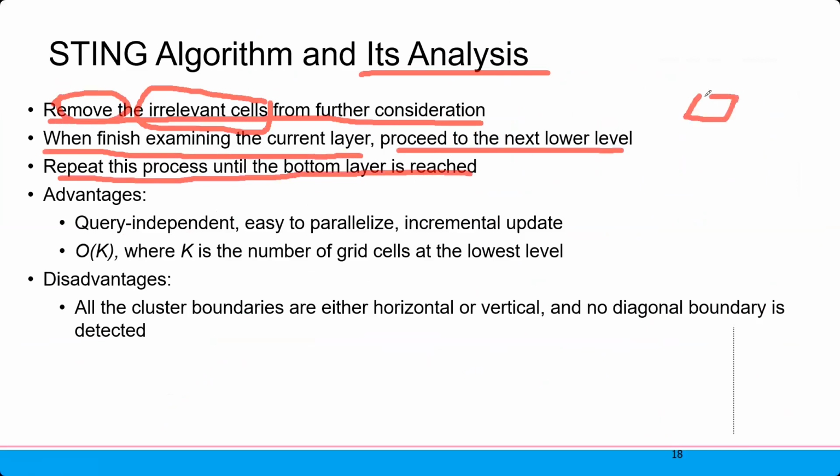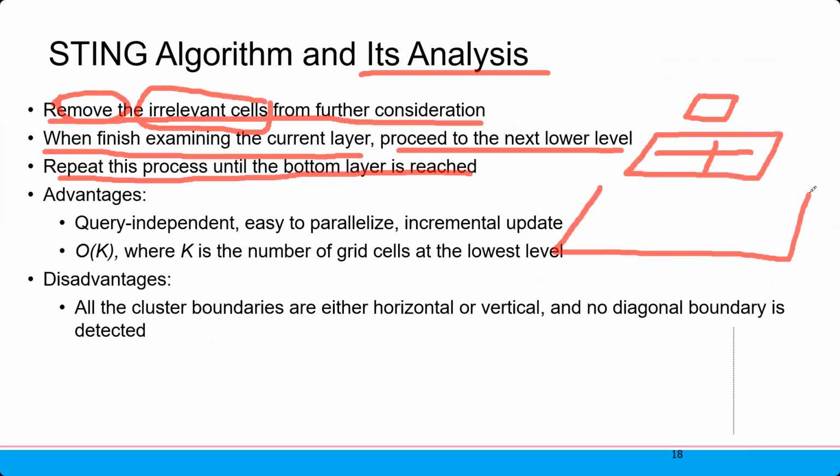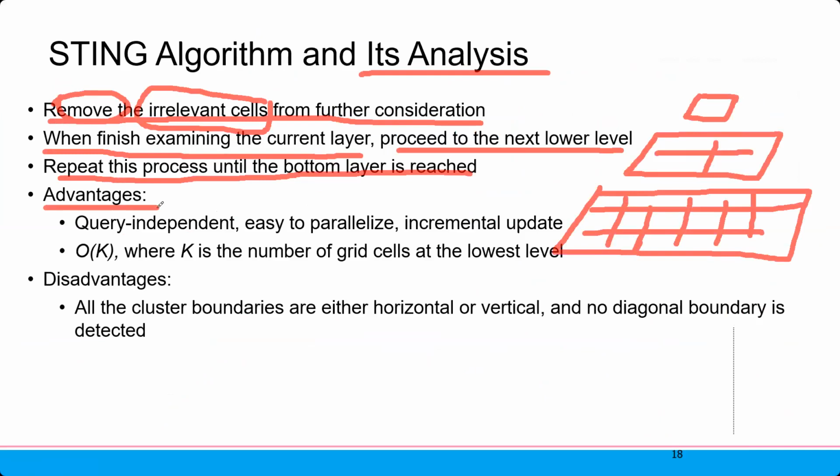So if we have already done the aggregation, we have the 4 layers. Suppose we have another layer, then you will analyze until the most bottom layer. The advantages of this kind of analysis: it is query independent, easy to parallelize, and it allows incremental update. And the computational time is OK.